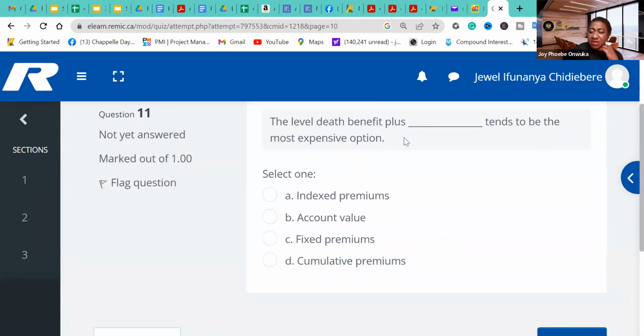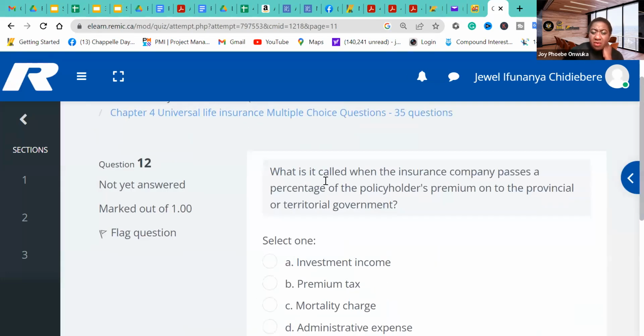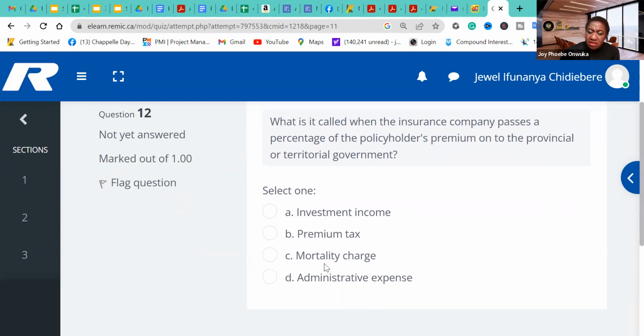Okay, the level death benefit plus dash tends to be the most expensive option. Index premium, accumulate value, fixed premium, cumulative premium. I think it's cumulative premium. Okay. What is it called when the insurance company passes a percentage of the policyholder's premium on to the provincial or territorial government? Investment income, premium tax, mortality charge. It is a premium tax.